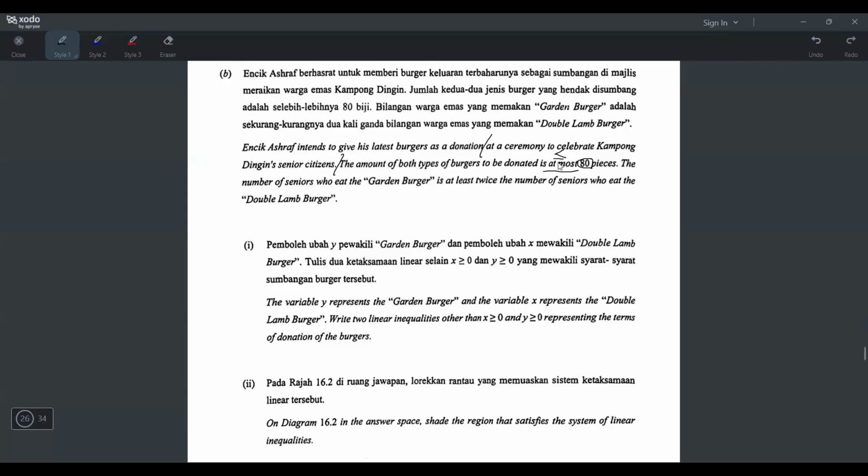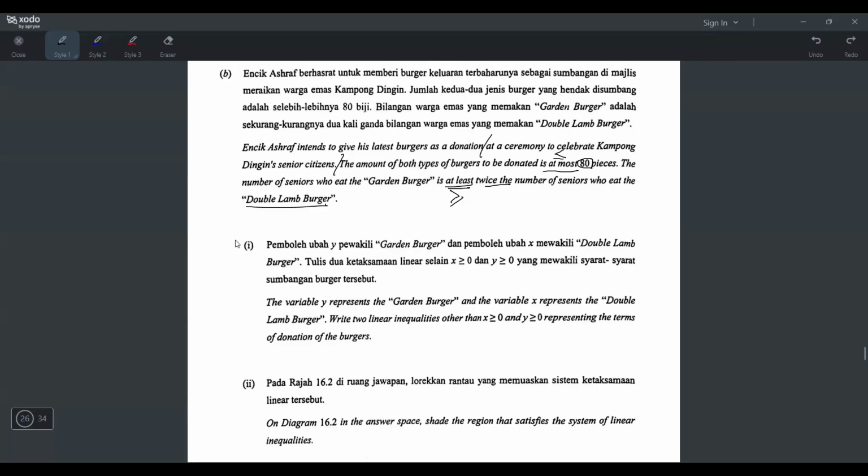Alright, so let's see what they want. At most 80. The number of seniors who eat the garden burger is at least, okay. At least means bigger or equals, because sekurang-kurangnya means lebih besar atau sama dengan, twice the number of seniors who eat the double lamb burger. When we are doing linear inequality questions, we always need to know what the x and y represent. Because if we don't know, it's very hard for me to write down the inequality. So I still don't know what my x and y represent, right? But if you keep reading, they will mention it here.